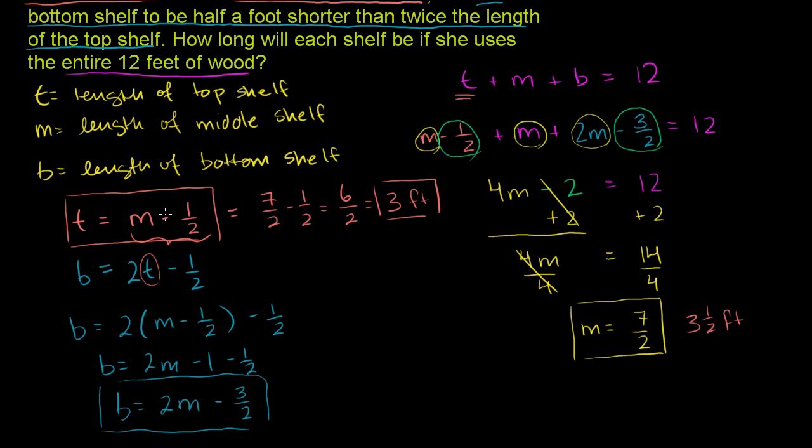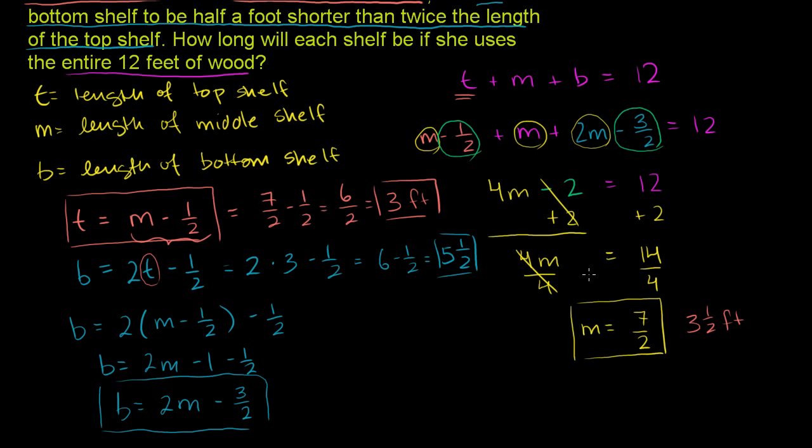So what's that going to be equal to? That's going to be equal to 2 times 3 feet. That's what the length of the top shelf is, minus 1/2, which is equal to 6 minus 1/2, or 5.5 feet. And we're done. And you can verify that these definitely do add up to 12. 5.5 plus 3.5 is 9, plus 3 is 12 feet, and it meets all of the other constraints.